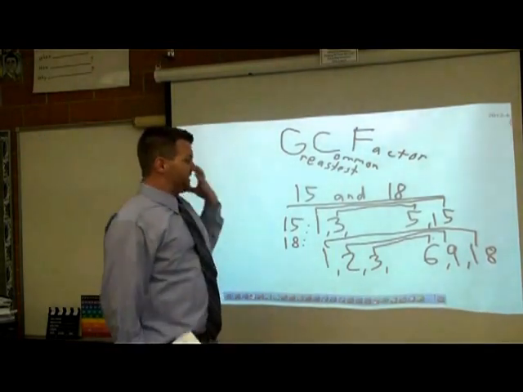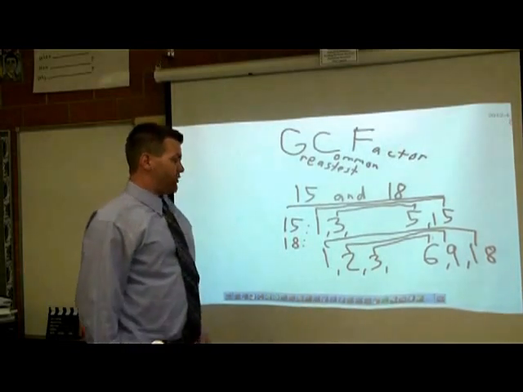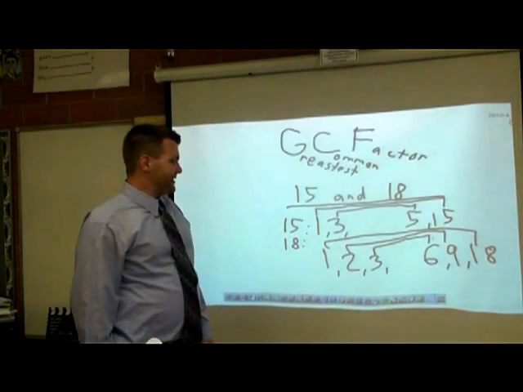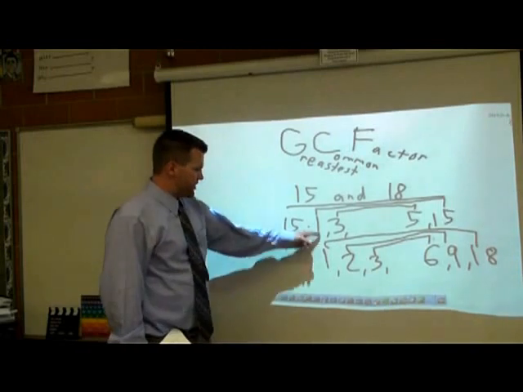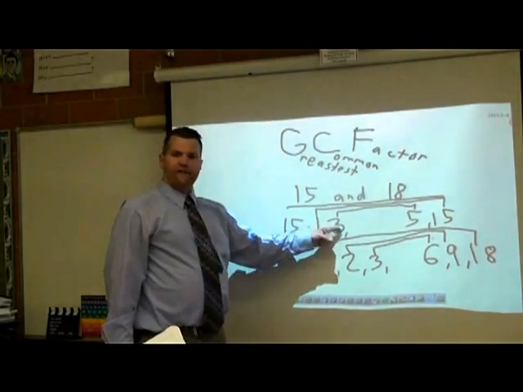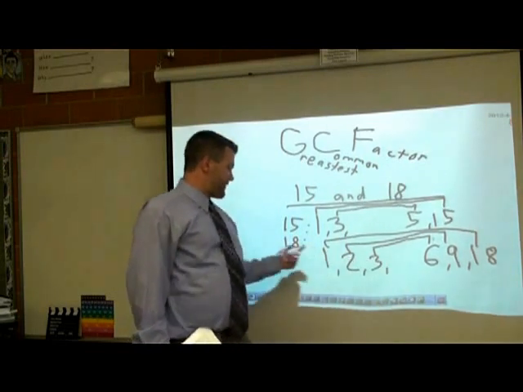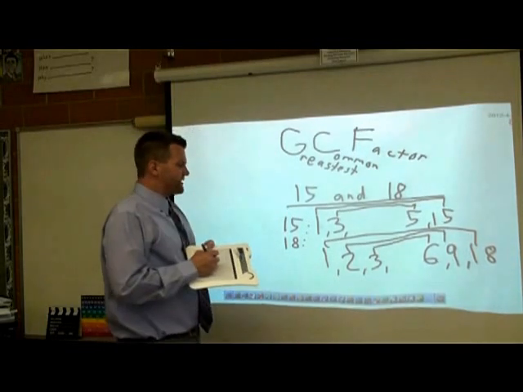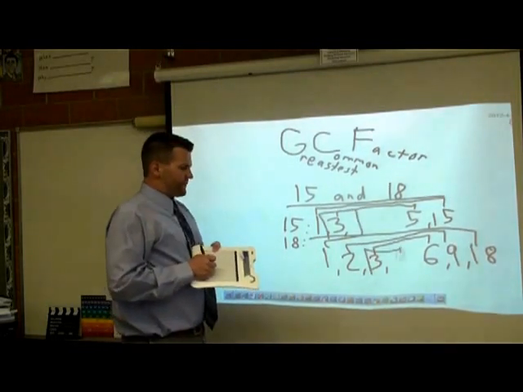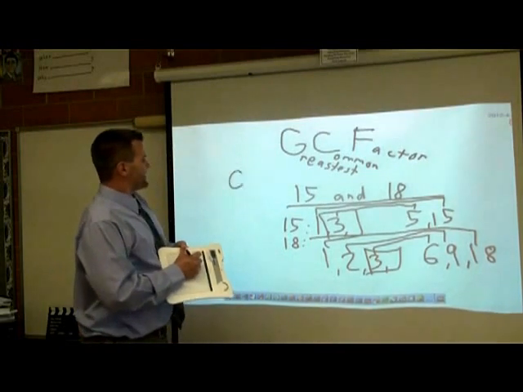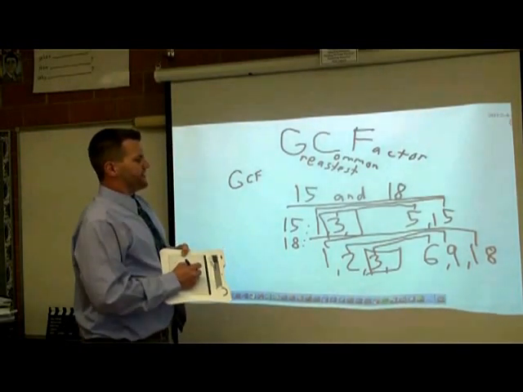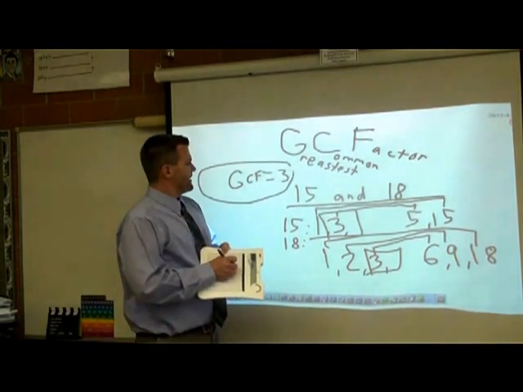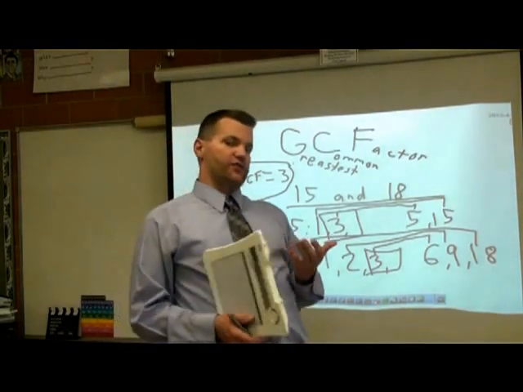I'm seeing what's the biggest factor they both have in common. Well, they both have 1 in common, but is there anything bigger? Oh, I see one. 3. 3 is a factor of 15, and 3 is a factor of 18. So 3 can go into 15 or 18. So when you look at that, the greatest common factor of 15 and 18 is 3. That is the greatest common factor of both of those numbers.